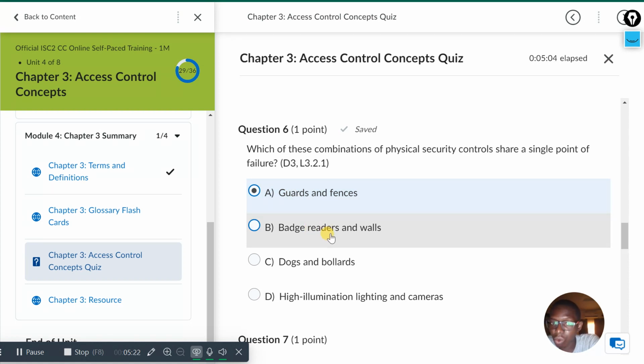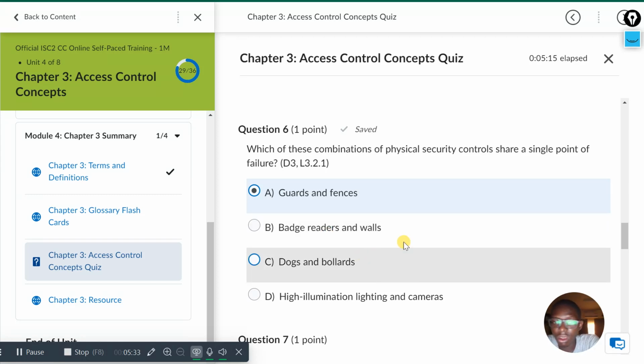Bad readers and walls. No, the walls, bad readers, even if you scale a wall or you try to go through it, you might still meet a bad reader in front. So nope, it doesn't have a single point of failure. Dogs and bollards, of course not.